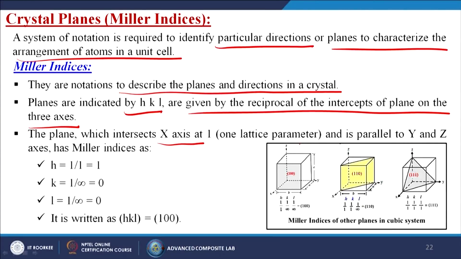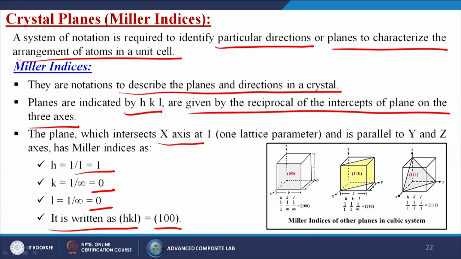So the plane which intersects the x axis at one lattice parameter and is parallel to the y and z axes has Miller indices h is equal to 1 by 1 is equal to 1, k is 1 by infinity is equal to 0, and l is 1 by infinity is equal to 0. So it will be written as hkl value 1 0 0. In this particular case, you are having x is equal to 1, so this is your starting point.